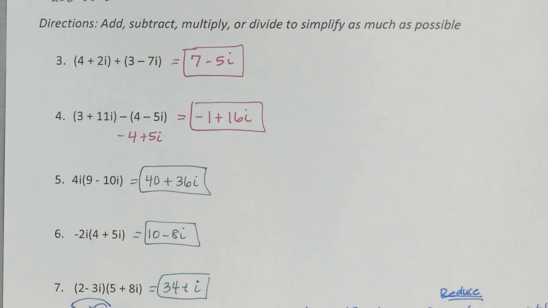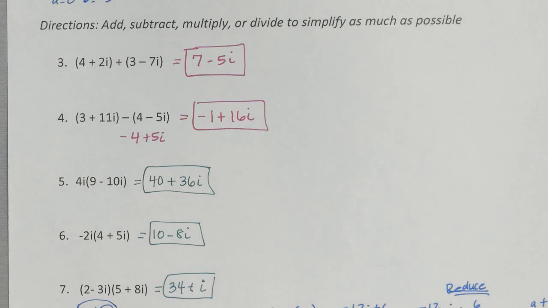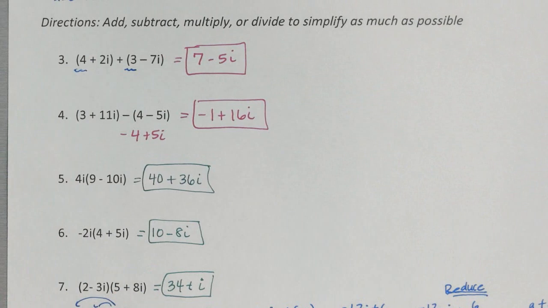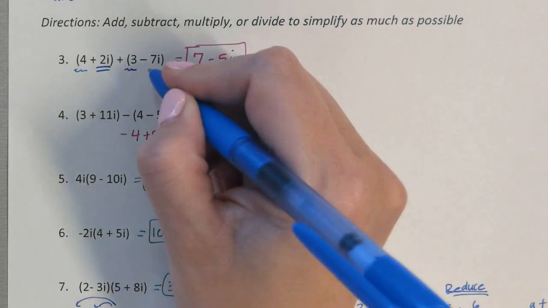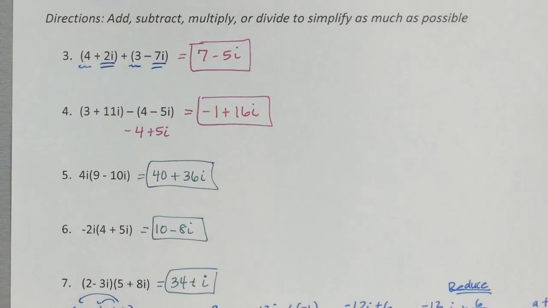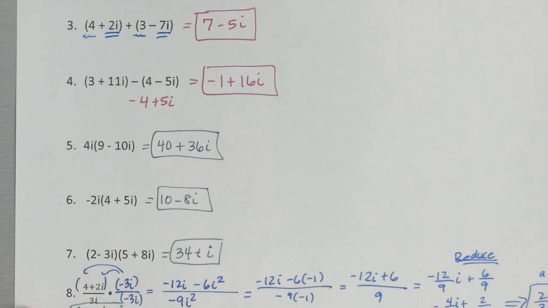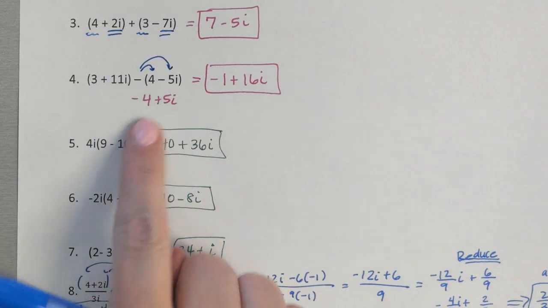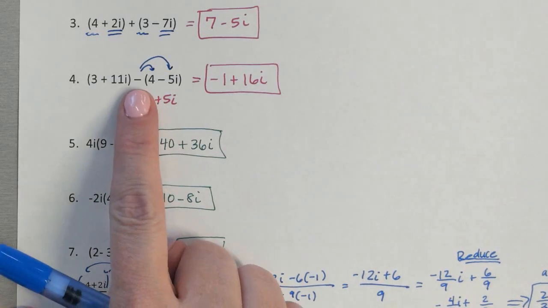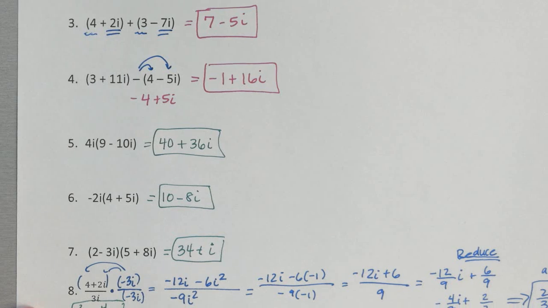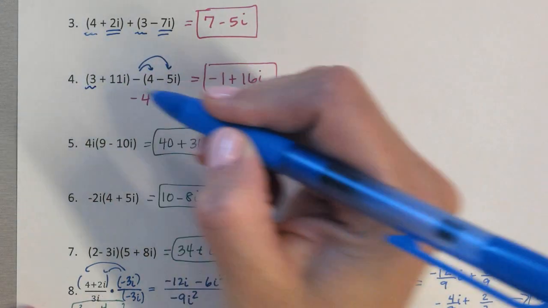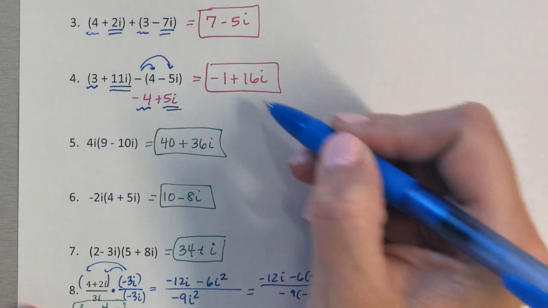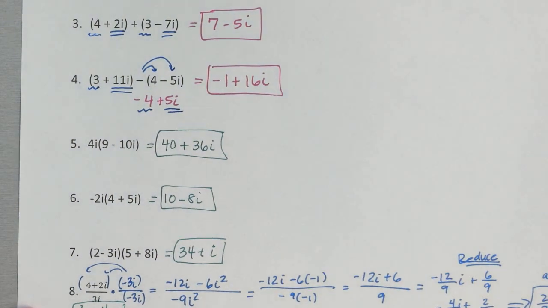All right, and then here you're adding, subtracting, multiplying, or dividing. So if you're adding or subtracting, you're just combining your like terms. So 4 and 3 is 7, 2i minus 7i is negative 5i. If you have the negative, you do have to distribute the negative, so I like to write mine below once I distribute. Negative 4, and then a negative times a negative is a positive. Then you combine your like terms. 3 minus 4 is negative 1. 11i plus 5i is going to be 16i.